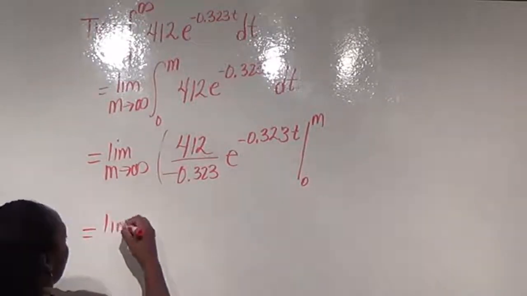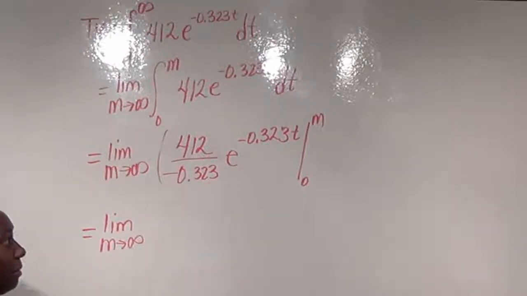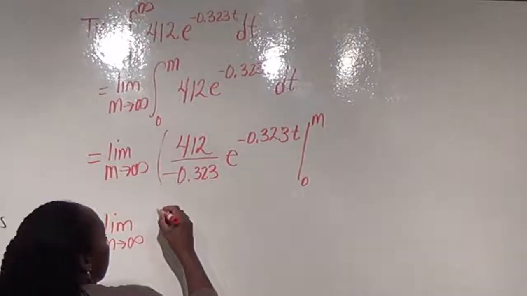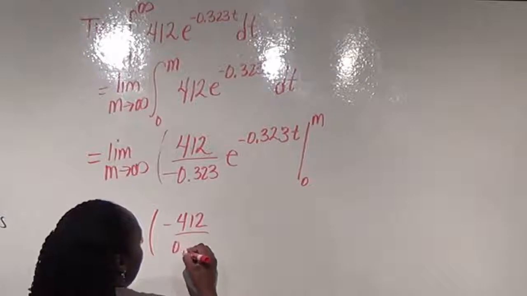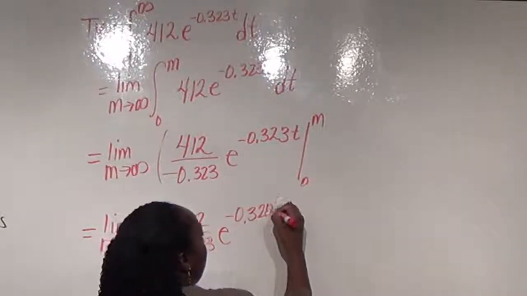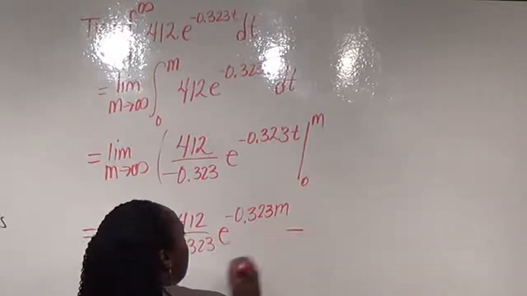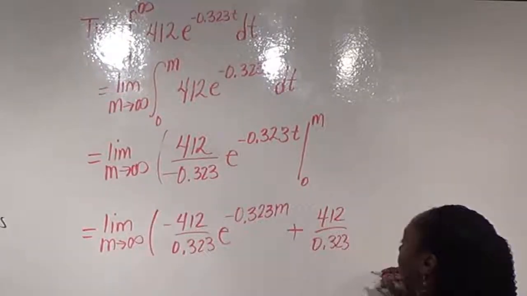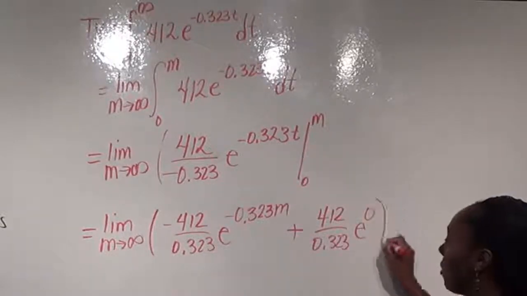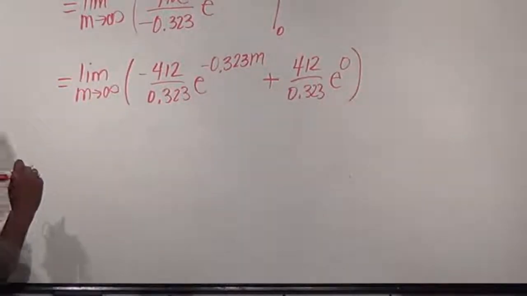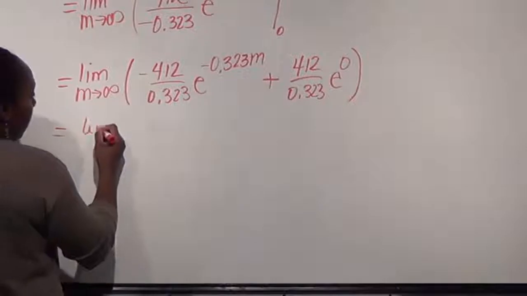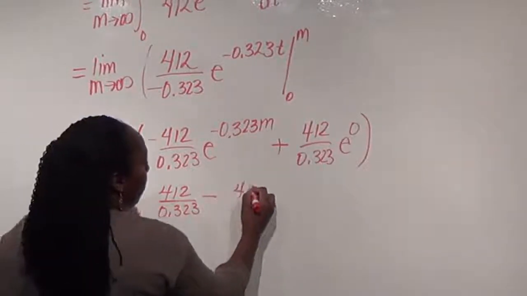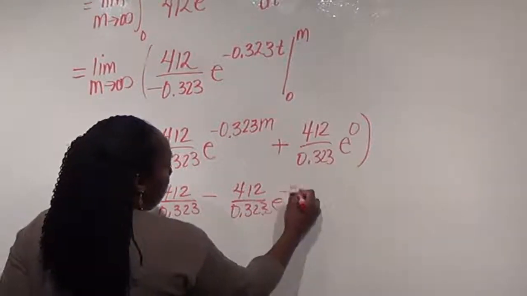So to clean this up, division of that decimal is probably not going to be very nice. So here we're going to go ahead and plug in and then evaluate everything all together. That way we don't get any rounding error. So at our upper limit, we'll get negative 412 over 0.323 e to the negative 0.323m, minus at the lower limit, that negative will make that a positive 412 over 0.323 e, plugging in 0 for a limit, just gives us e to the 0. Okay. Notice here e to the 0 is just 1. So we're looking at the limit as m goes to infinity of 412 over 0.323 minus 412 over 0.323 e to the negative 0.323m.